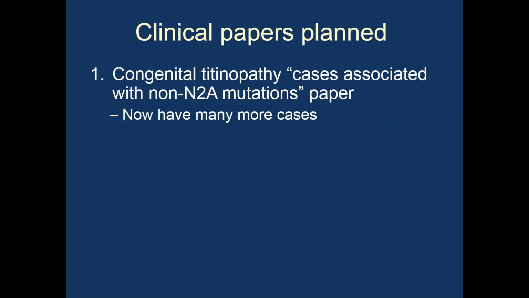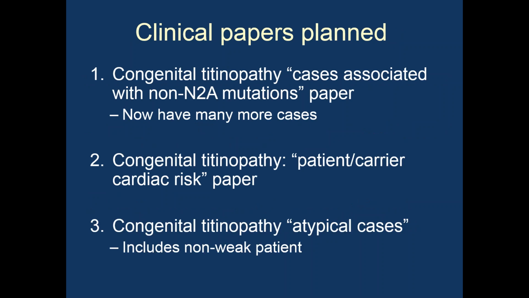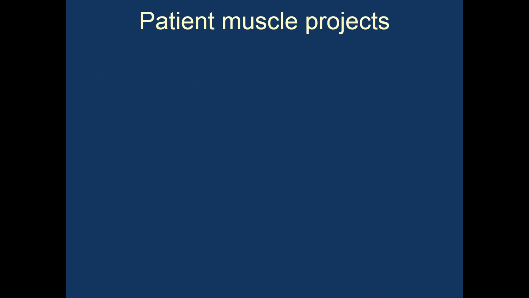So we've got another paper that looks at those cases with non-N2A mutations. We now have many more of those cases. We've also got a patient and carrier cardiac risk paper that we want to do. And we also have an atypical cases paper, including a really informative patient from overseas who's actually not weak. She's got really convincing mutations. They're definitely on 2 copies of her, both in separate copies of her Titin gene, but she's actually not weak. And I think if we work out why she's not weak, that will be incredibly helpful for us in terms of working out future treatments.